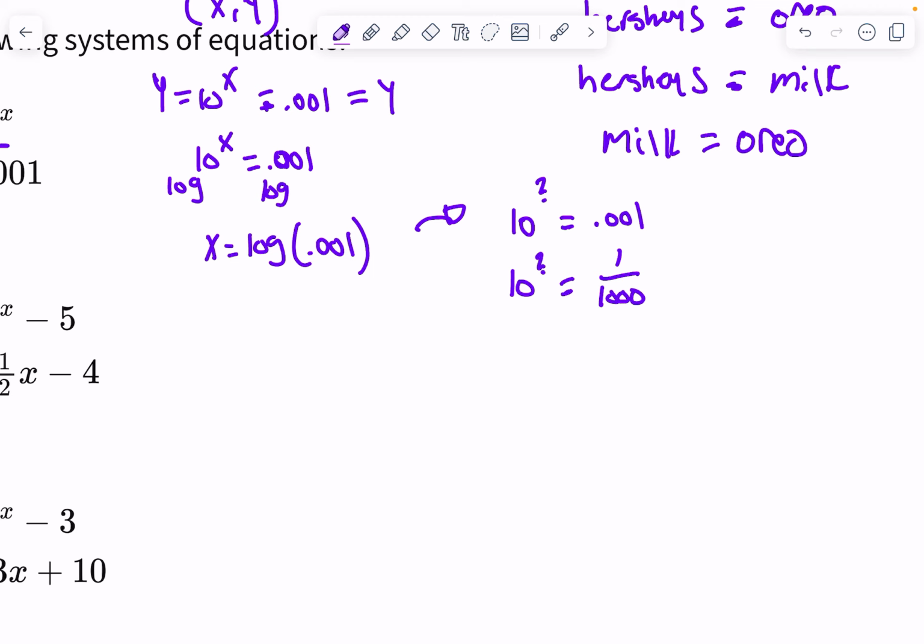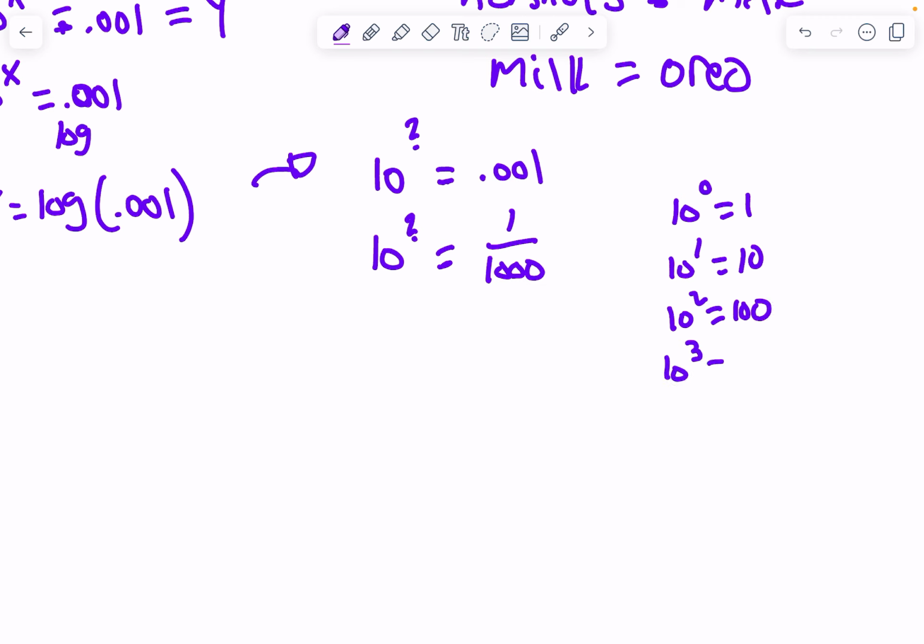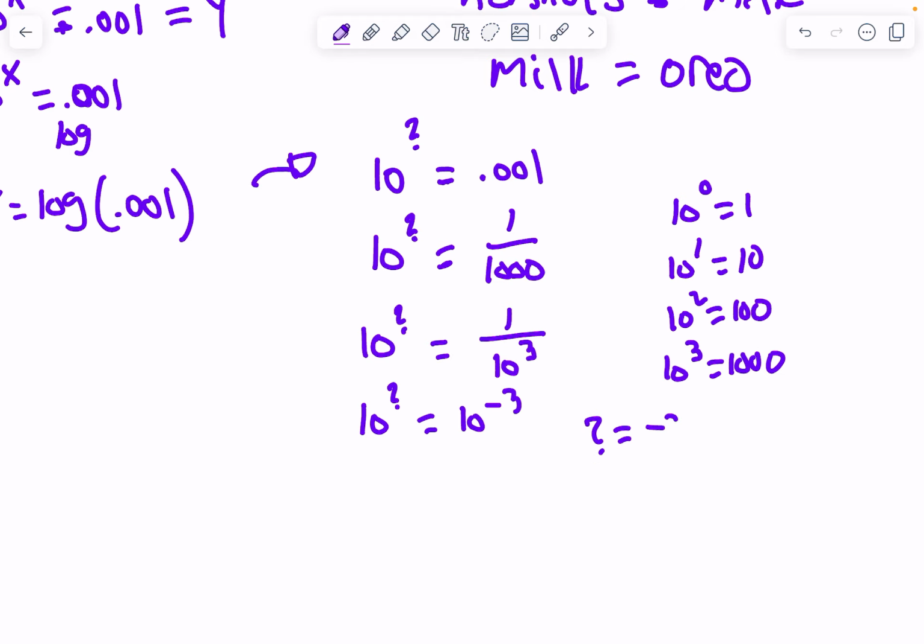Okay? So then how can I think about this power? So 10 to the power of 0 is 1, 10 to the power of 2 is 100, 10 cubed is 1,000. So this is 10 to the question mark is equal to 1 over 10 cubed. So then 10 to the question mark is equal to 10 to the negative 3. So then the question mark is equal to negative 3.